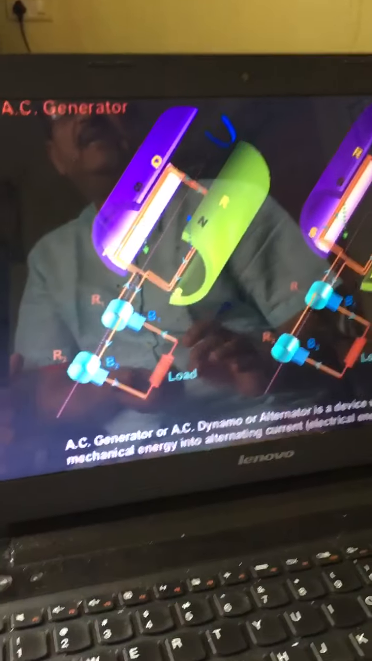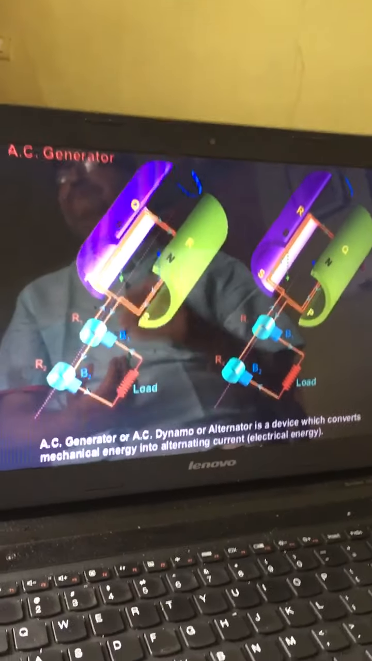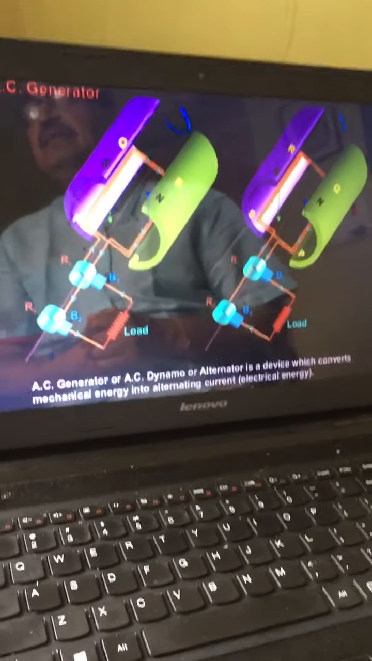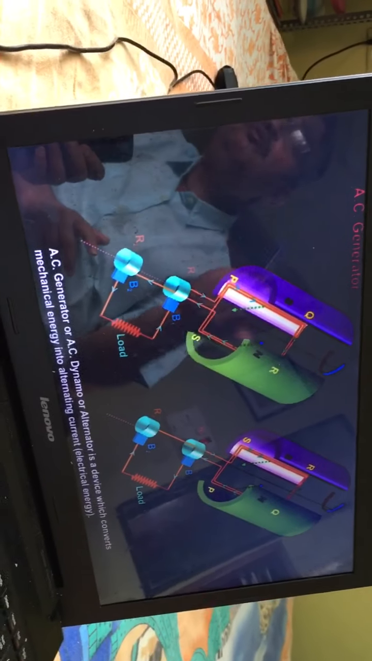Now children, after that we come to the AC generator. What is a generator? A generator is a device which converts mechanical energy to electrical energy. This is just opposite to the motor.